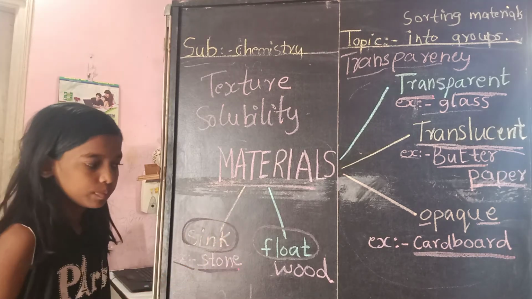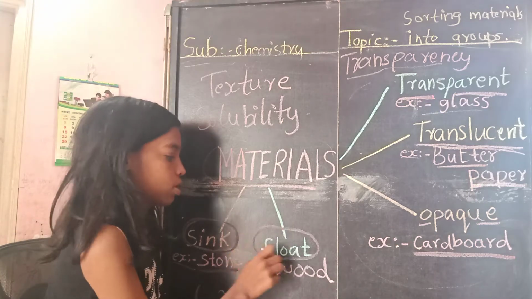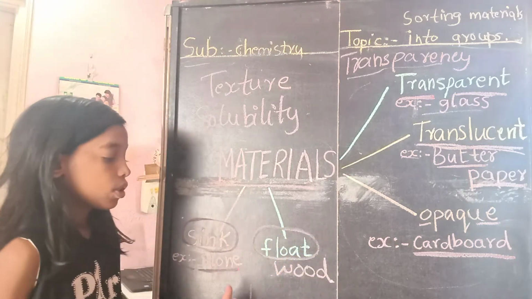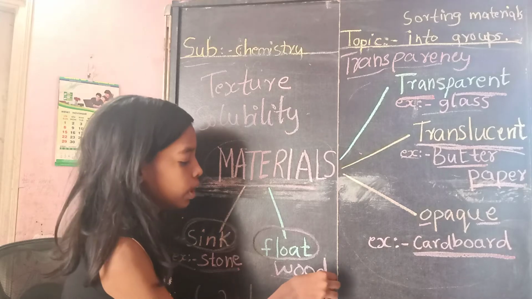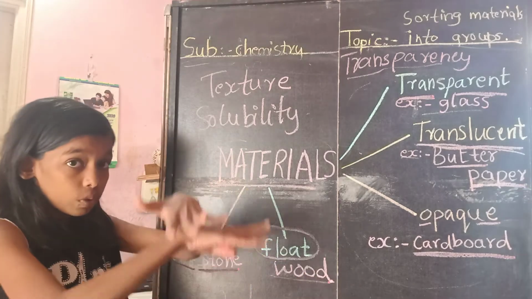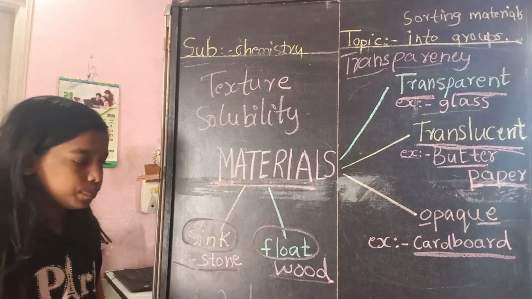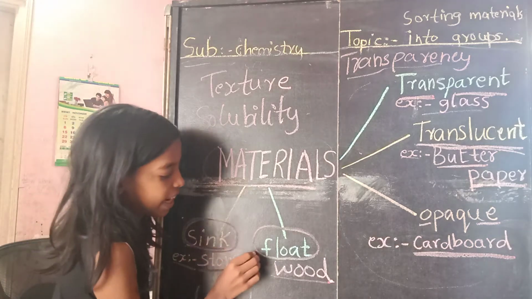Example is stone. So the next one is float. In water, if you put a piece of wood, it will float in water. It will float on the surface of the water. So that is sink and float.